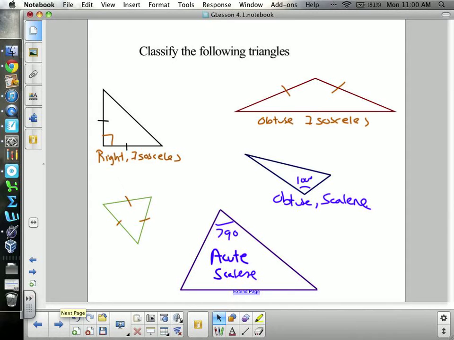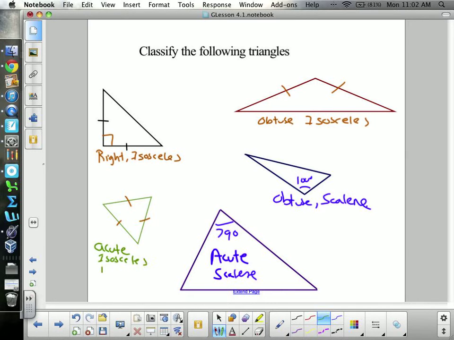And this, of course, all three sides the same, is our very special case. It's acute, isosceles, equilateral, and equiangular. Yes. Just for that one triangle. That's the only one that gets all four names. Any other triangle will just have two names. That's the only one. The only one.